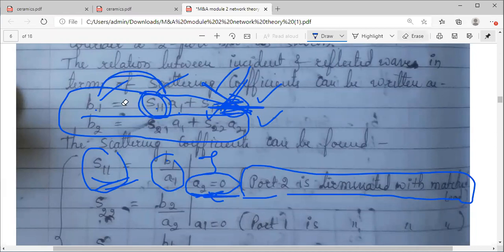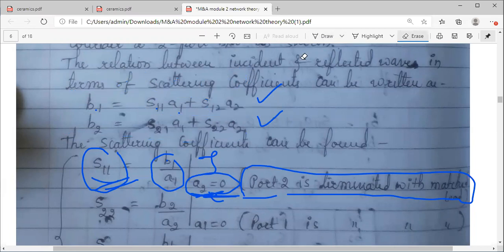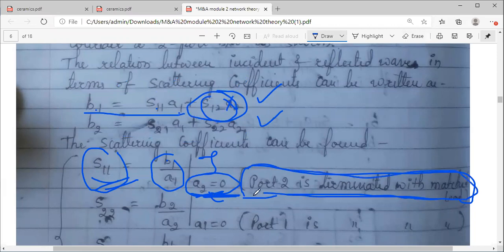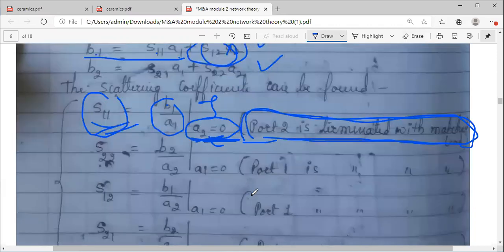If I take A2 equal to 0, the second term will go. This term will vanish, A2 will vanish, so this whole term will vanish. We will be left with these two. So S11 will be B1 by A1. What is the meaning of this? The port is perfectly matched.